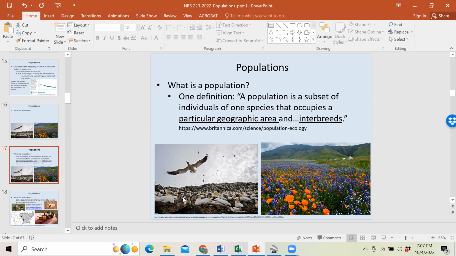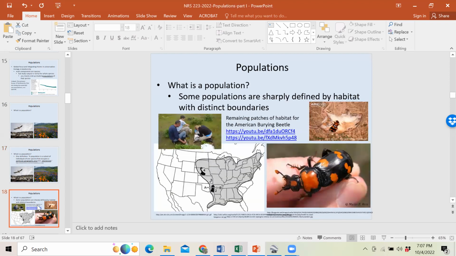So you think about birds in a colony, or flowers out in a meadow. Sometimes populations are so sharply defined by their boundaries, if you map them out, that it's just obvious what the population is, that they actually are distinct, and that's not arbitrary. For example, the American burying beetle.